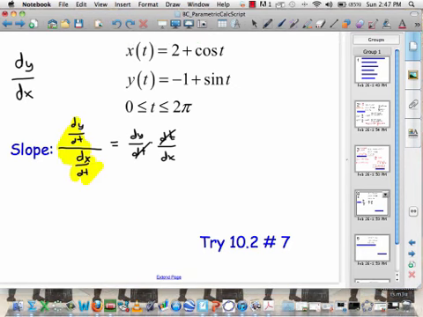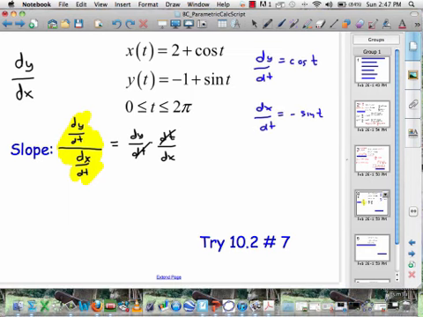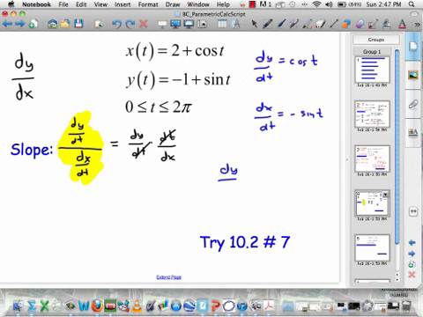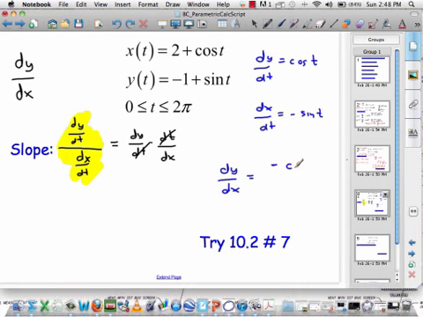Okay, so this expression right here is how you will find the slope of a parametric curve. You'll take the derivative of y with respect to t and divide it by the derivative of x with respect to t. And this will still be a function of t, but it will give you the slope of the curve. So dy/dx will come out to be negative, let's see, cosine over sine is cotangent, correct? Okay, so you could write it like that, or if you want, you could write it as cosine t over sine t.